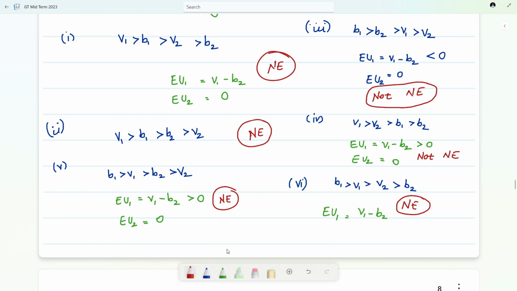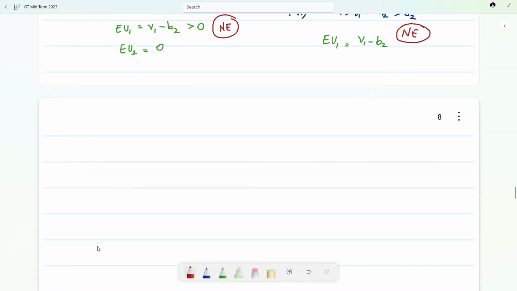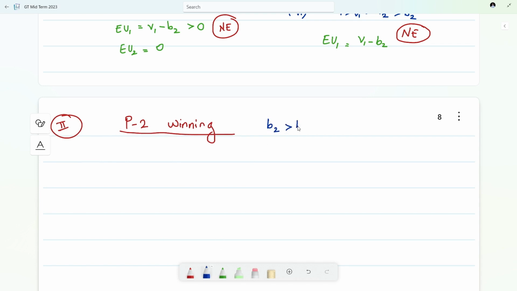Now, let's consider another case. A bigger case. Player 2 is winning. Okay. Now, what will happen? This time, it will be B2 is greater than B1 always, right? Because player 2 will win if and only if he or she is bidding higher than player 1. So this will hold automatically.